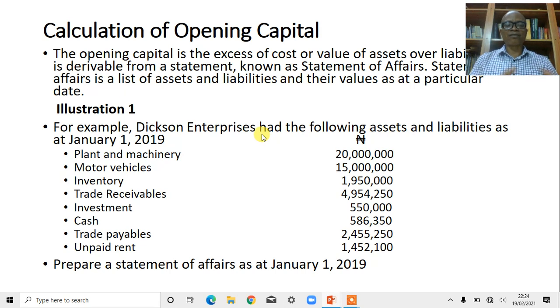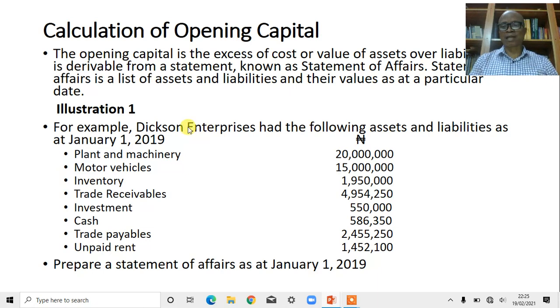Now, let's look at the first aspect of incomplete records that we'll be dealing with tonight. The first one is calculation of opening capital. How do you calculate your opening capital? Let's look at the definition. Opening capital is the excess of the cost or value of assets over liabilities. It is derivable from a statement known as the statement of affairs. The statement of affairs is a list of assets and liabilities and their values as at a particular date.